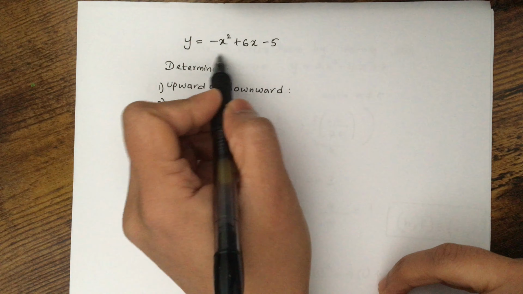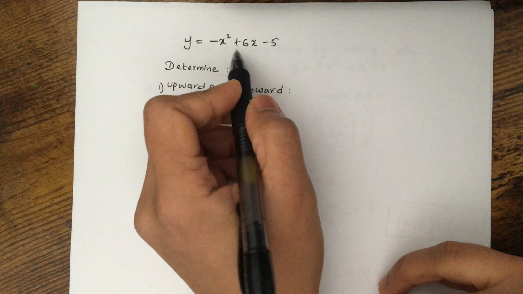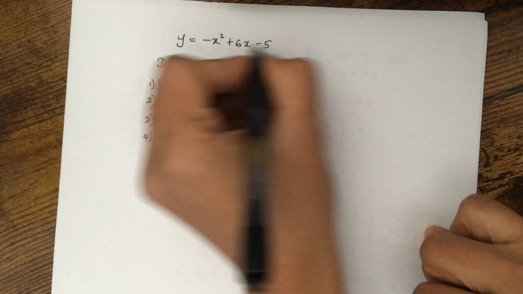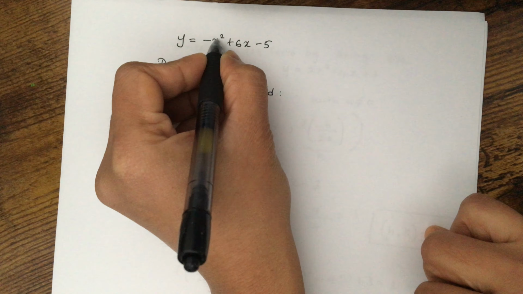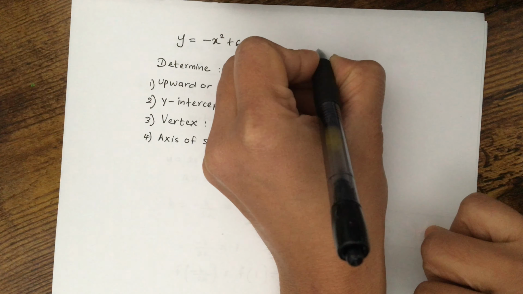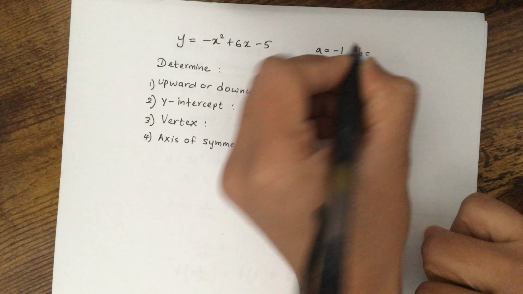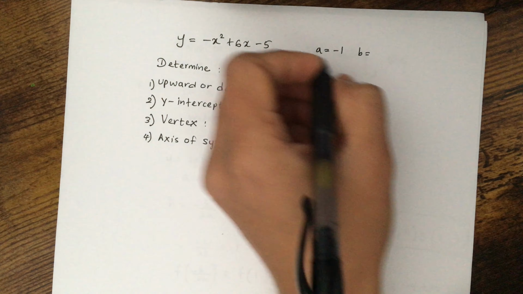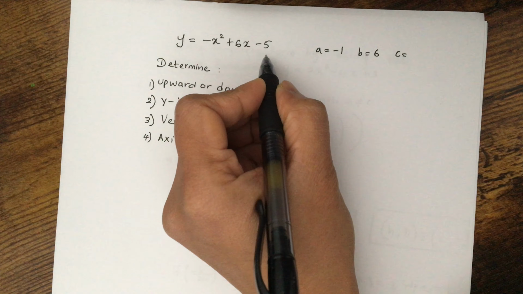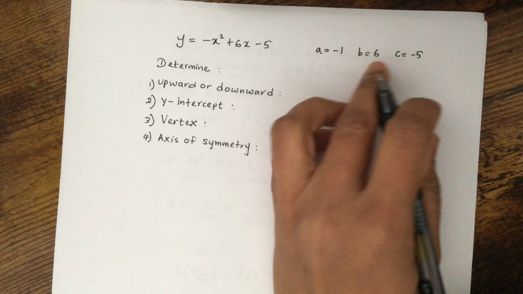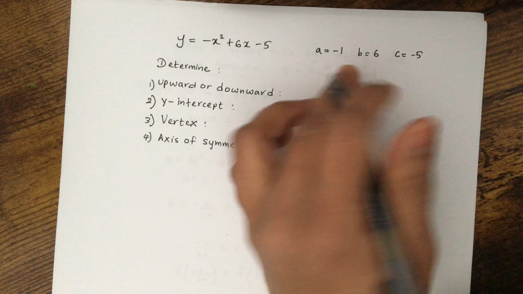So as you can see, this one is in the standard form, right? Your leading coefficient is this one, the coefficient of the x square term, a equals -1, right? And your b equals positive 6, right? And c equals what? It's -5. So these are the coefficients of your quadratic function.